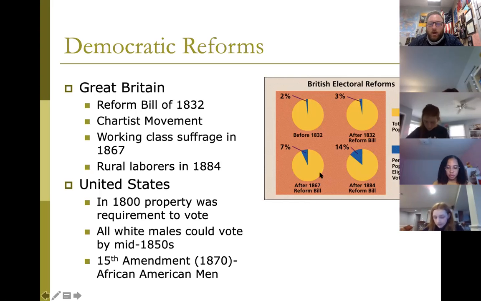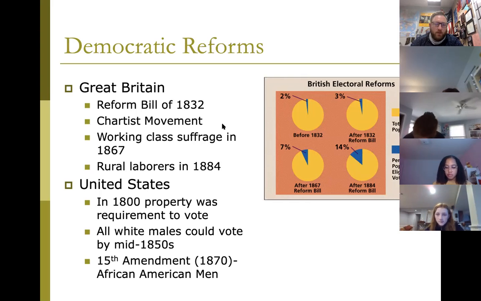1867, 7% got to vote. 7% of the total population. And then in 1884, 14% of the population gets to vote. That does not seem like very many.